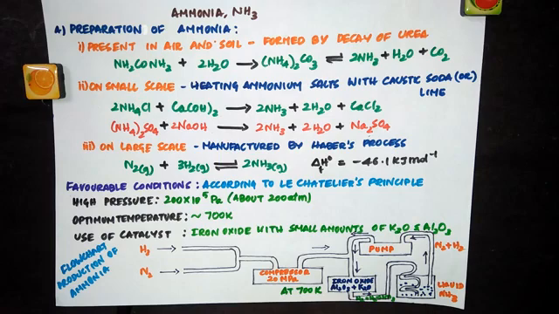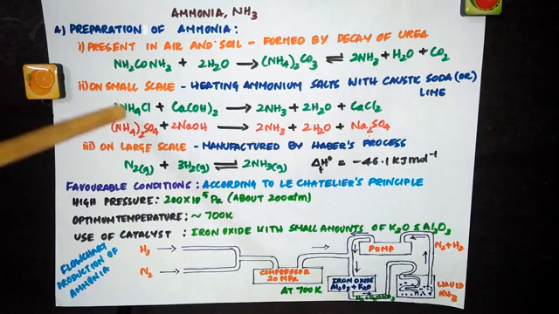For small scale preparation, which means for laboratory preparation, you can heat ammonium salts with caustic soda or lime. When we say salts, you know about neutralization reaction. When an acid reacts with a base, you will get a salt. So if you want to take an ammonium salt, you can treat HCl with ammonium hydroxide. HCl is an acid, ammonium hydroxide is a base. When they react, you will get a salt, NH4Cl.